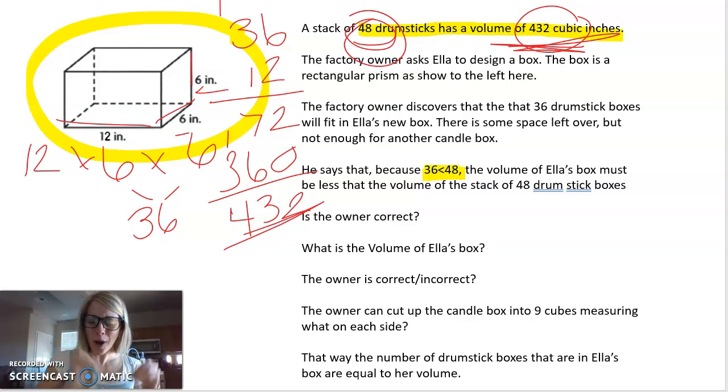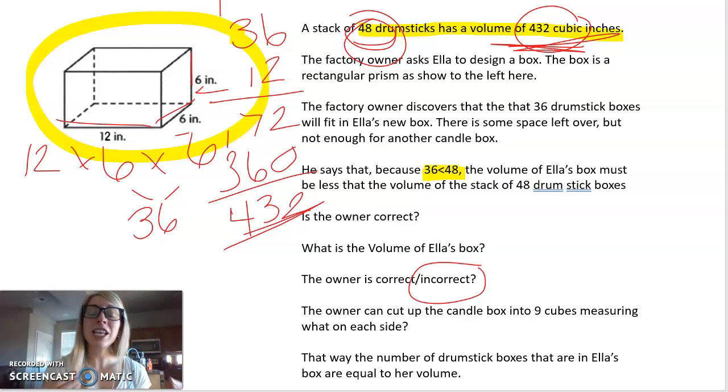So the owner says that only 36 drumsticks boxes can fit, but Ella clearly created a box that can fit the same volume that he asked her to do. So I would say that the owner is incorrect in this situation.